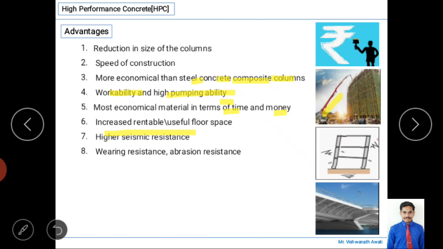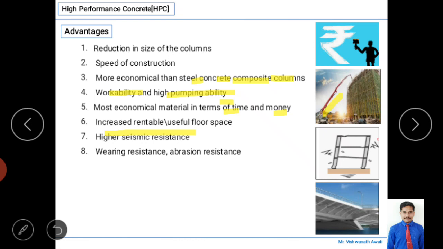Abrasion means what? Removing or cutting away. If you see a stone, some part of the stone may be cut or worn away. Why? Because there is abrasion or friction between two materials, right?